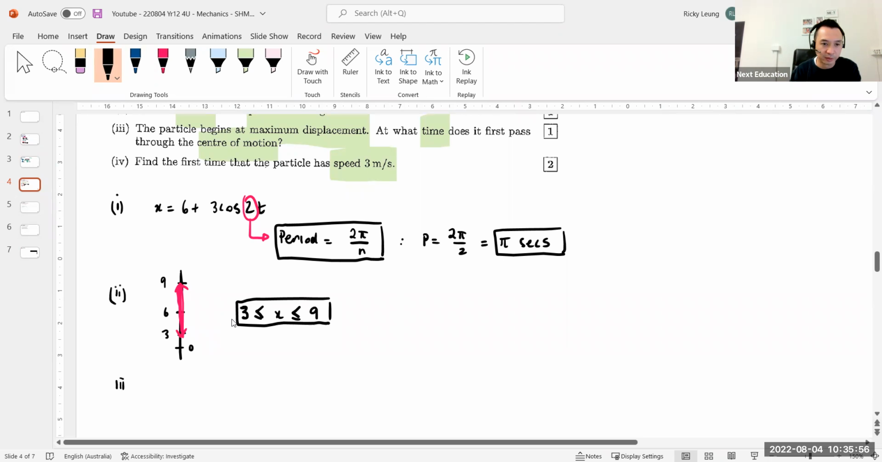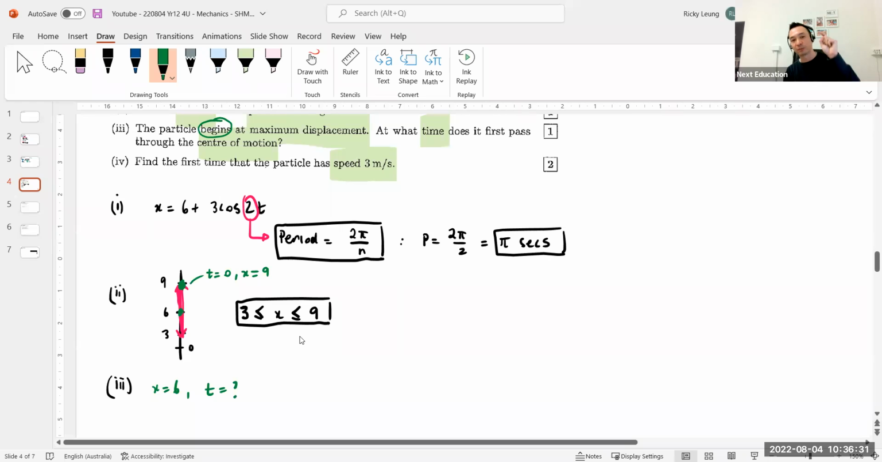Part 3. What are they asking me for? Still 1 mark. The particle begins at maximum displacement, so it's telling me that my motion starts here. Maybe that's another buzzword. So when t equals 0, x equals 9. And what time does it first pass through the center of motion? So I need to sub in: when x equals 6, what is time?